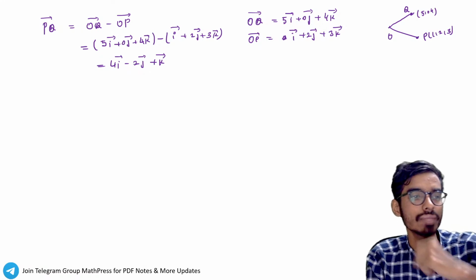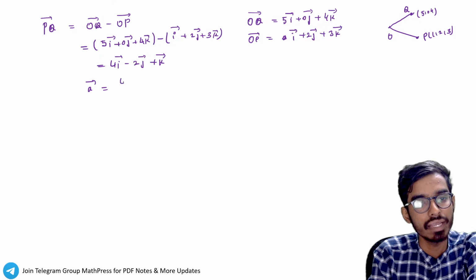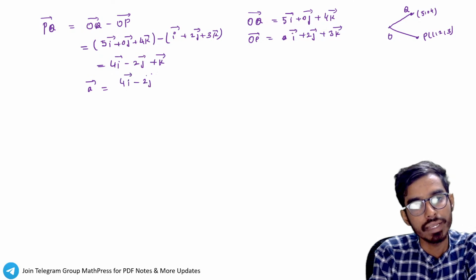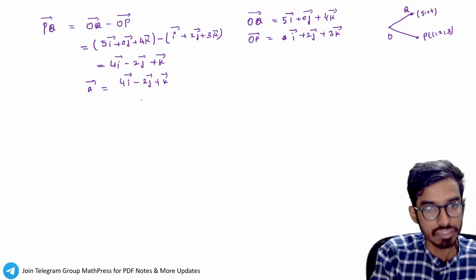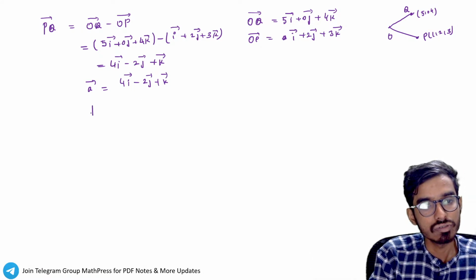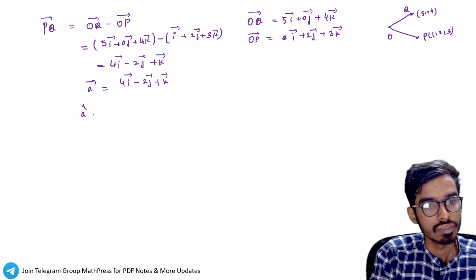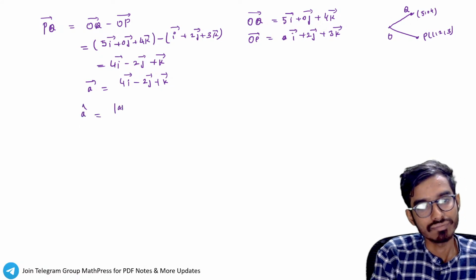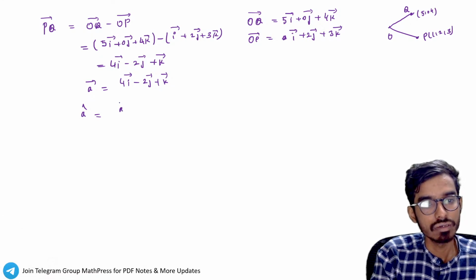In the previous problem, they had given the direction straight away. So this is our A vector now, 4i minus 2j plus k. So A vector is 4i minus 2j plus k. So normalize this. So A cap will be A vector by modulus of A vector, right?